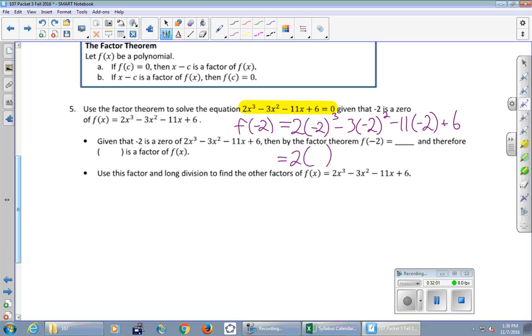This is 2 times how much? Negative 8, minus 3 times 4. Let's do this multiplication here. That's a plus 22 and plus 6. All right, so that's equal to negative 16 minus 12 plus, we'll smush these together, 28.